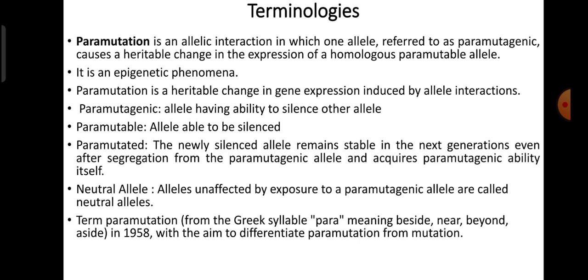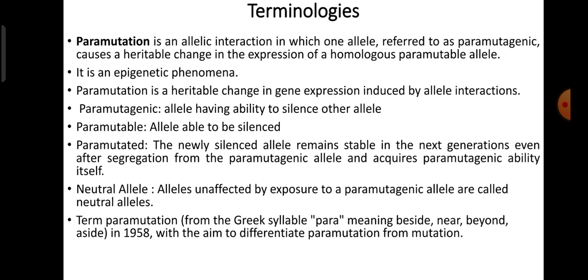Paramutable: here the children are paramutable, that means they are able to be silenced. Then paramutated means once they get silenced they can be called paramutated. The newly silenced allele remains stable in the next generation even after segregation from the paramutagenic allele and acquires paramutagenic ability itself.